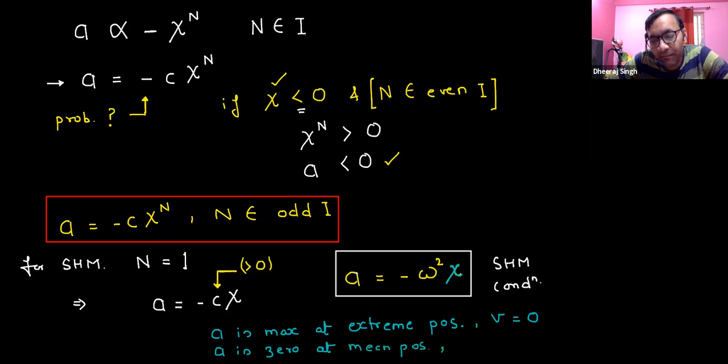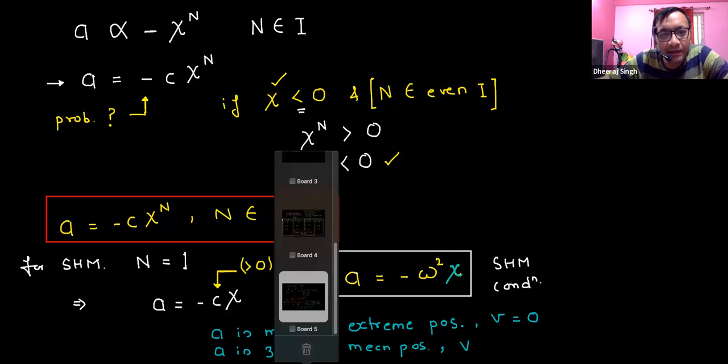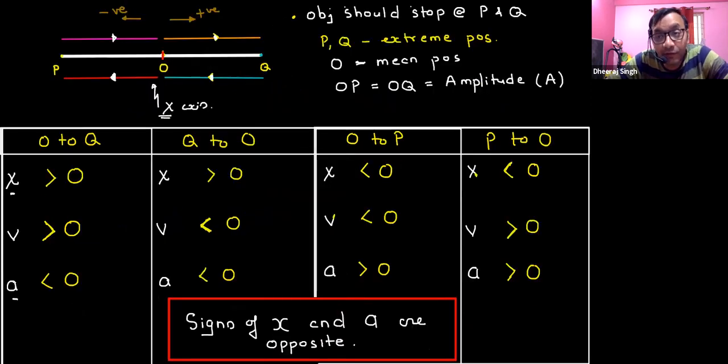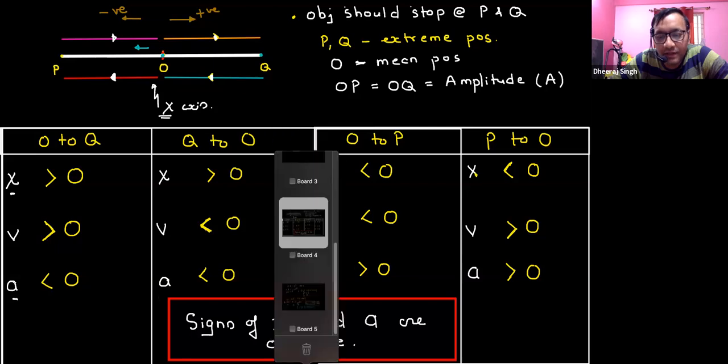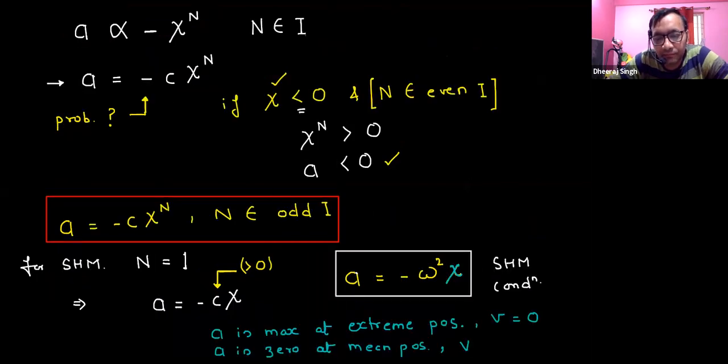What about velocity? Is velocity maximum there? Look at the movement. Till it was coming to O, it was accelerated. As soon as it goes this way, it starts getting decelerated. So its velocity is maximum at O. From Q, while it is coming to O, it was accelerated, and as soon as it goes away from O, it starts decelerating. So that's the reason why the velocity is maximum at mean position. And this is true not only for SHM, for every oscillation.